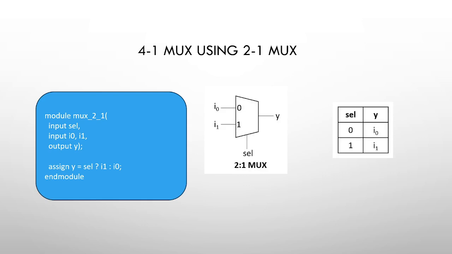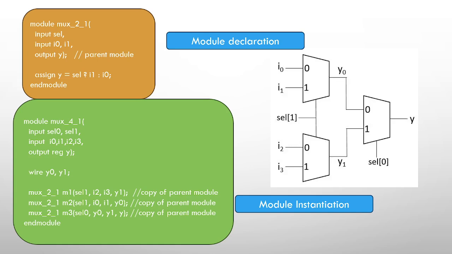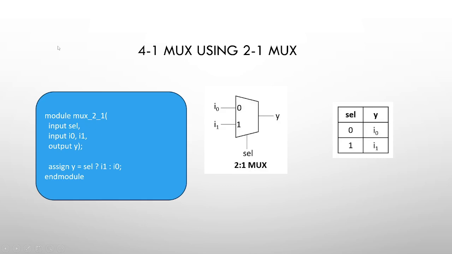Now you don't want to design the 2 by 1 mux code. What do you want to design? You want to design the 4 by 1 mux code. So how are you going to design it? See, this is my 2 by 1 mux code. This is the same thing, I have just copied it here.